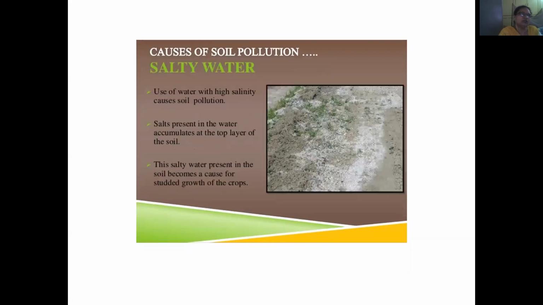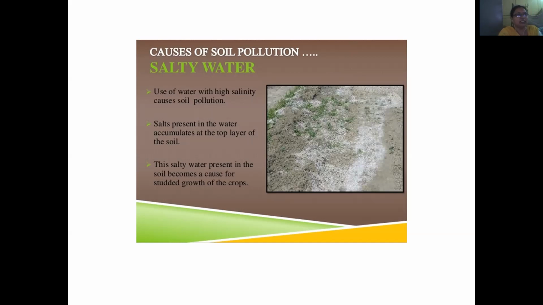Then causes of soil pollution continued, and then salty water. So use of water with high salinity also causes soil pollution. Salt present in water accumulates at the top layer of the soil. Right? So if this salty water is present, the growth of the crops is not steady. That means it is not increasing steadily.